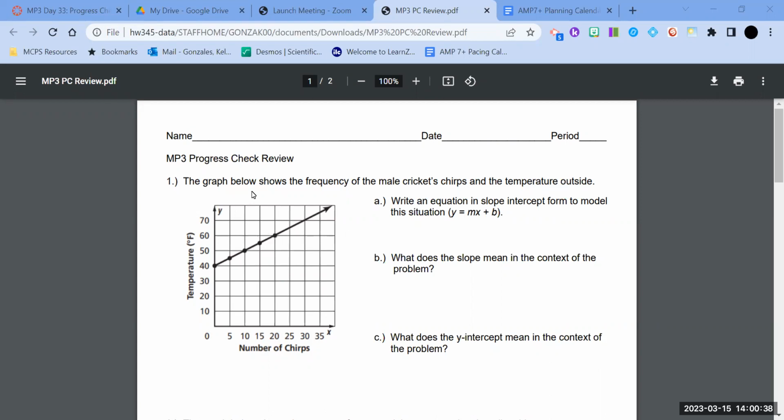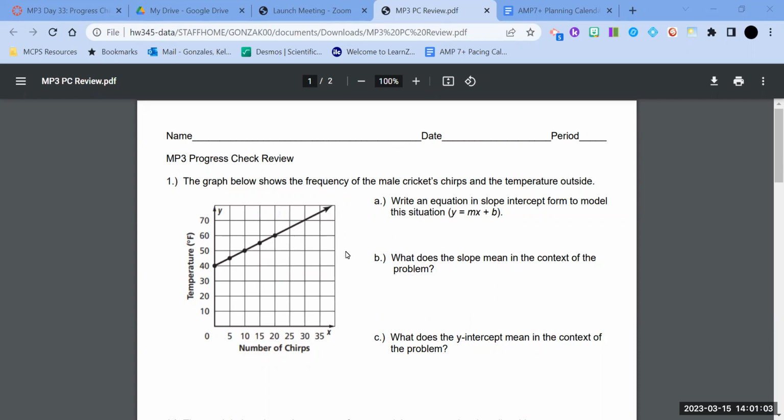Number 1 says the graph below shows the frequency of male cricket chirps to the temperature outside. So our X is the number of chirps and our temperature outside is the Y values. We're asked to write an equation in slope-intercept form, y equals mx plus b. We're asked what the slope means in the context of the problem, and what the y-intercept means in the context of the problem.